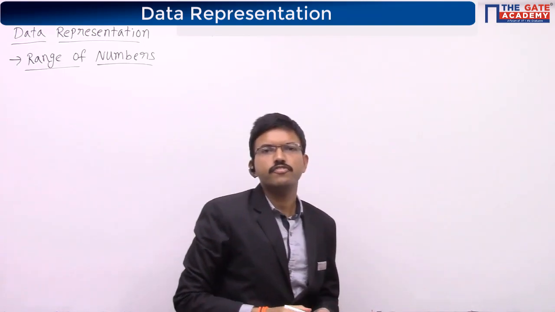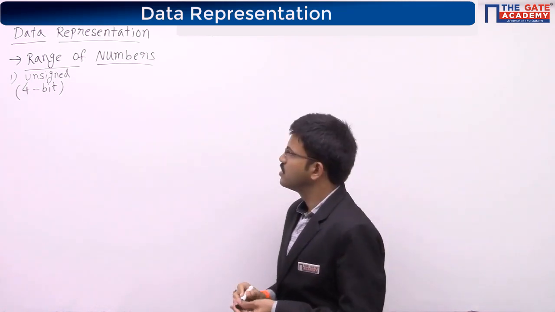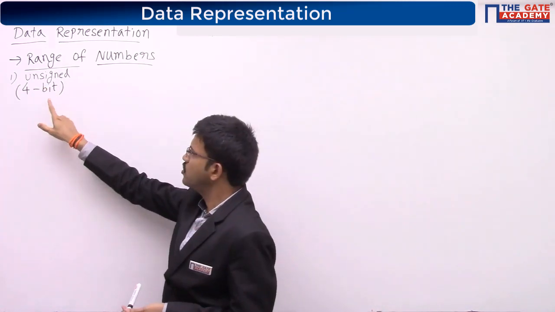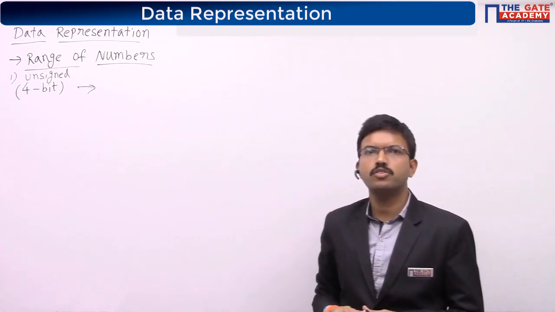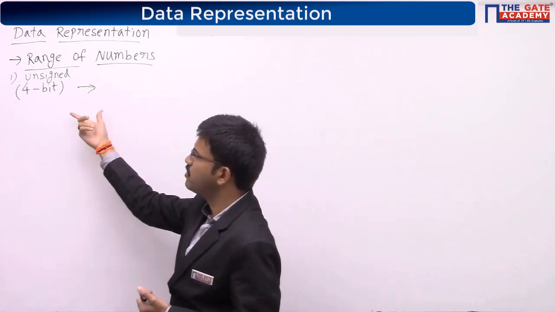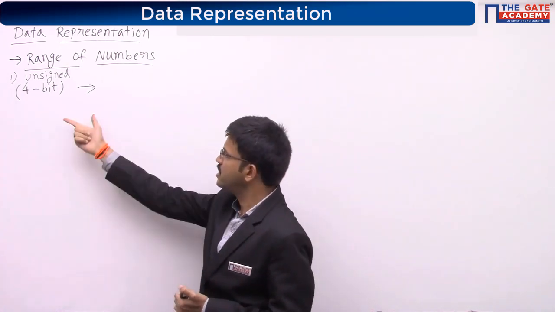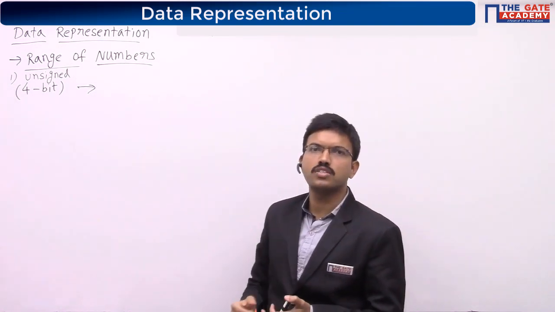Next one, range of numbers. First, I am considering the unsigned case. For the unsigned case, you have the tabular form for the 4-bit case. What is the range? Just go through the tabular form. For the unsigned case, considering the 4-bit case, what is the range of decimal numbers you got?